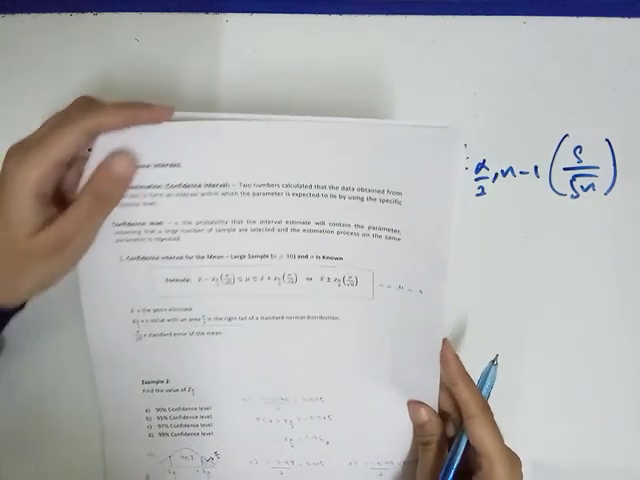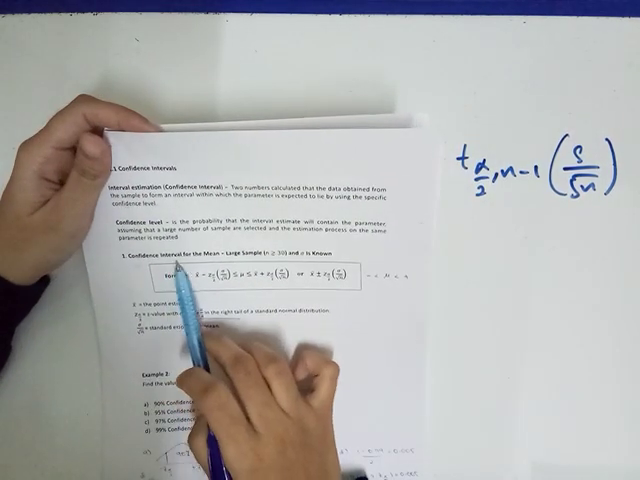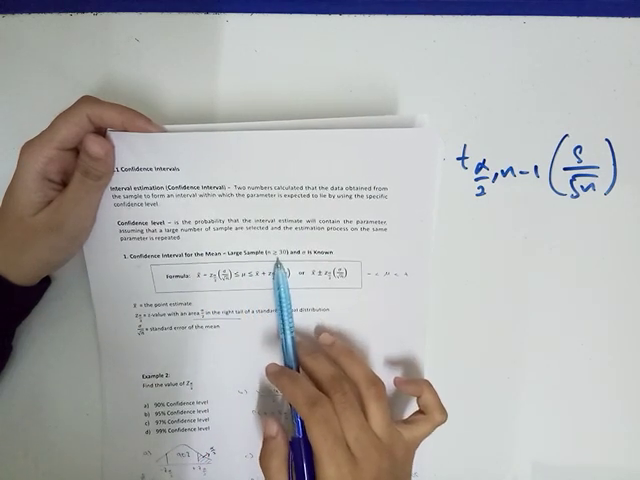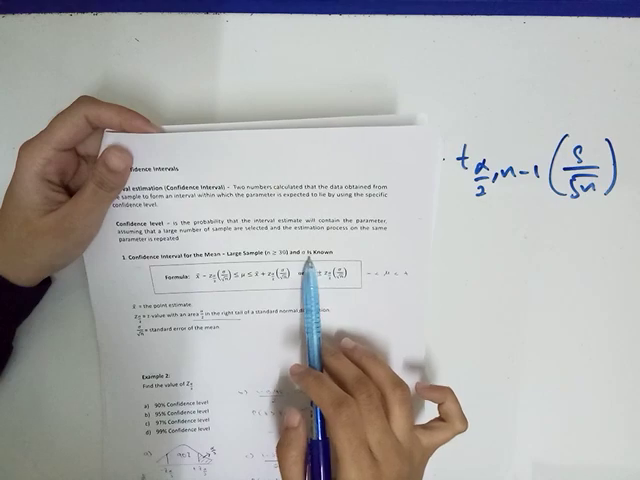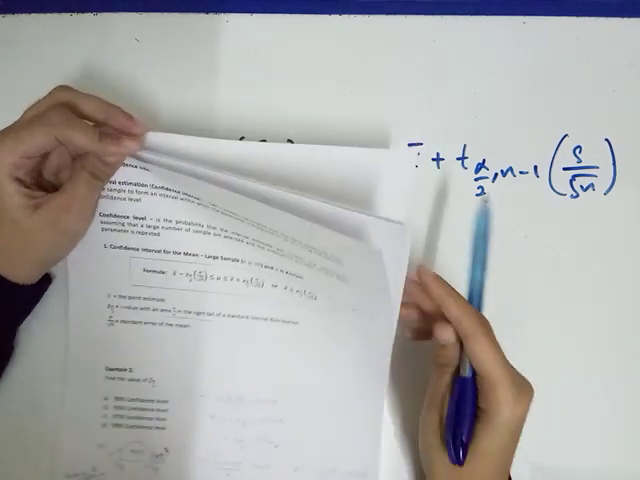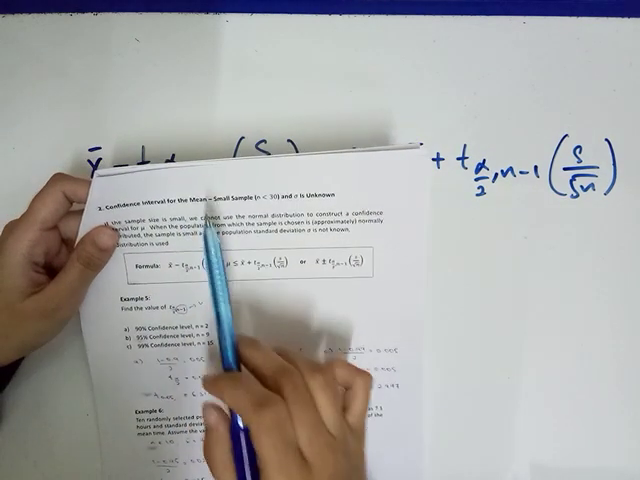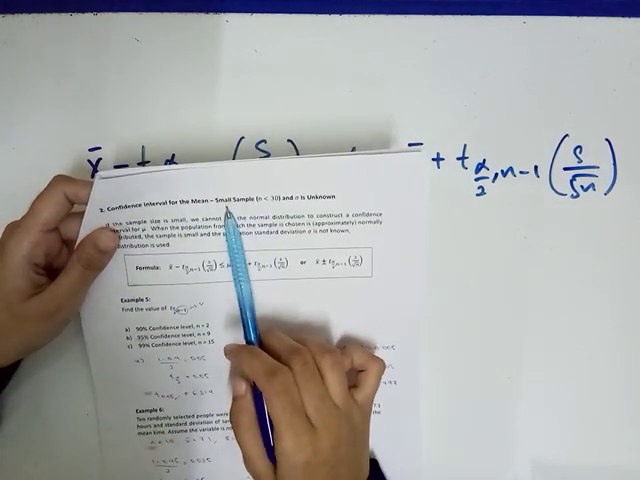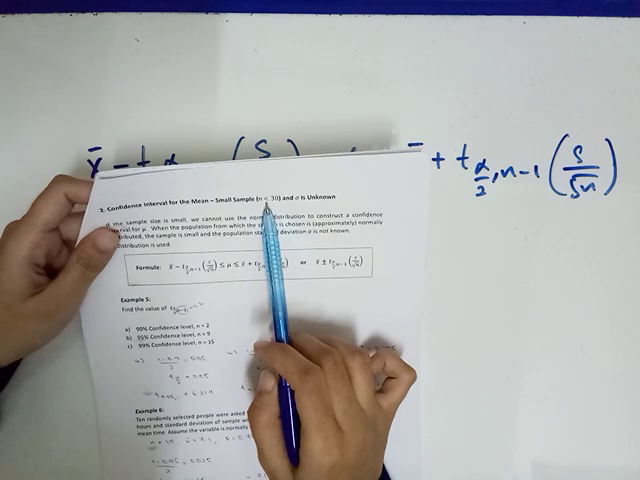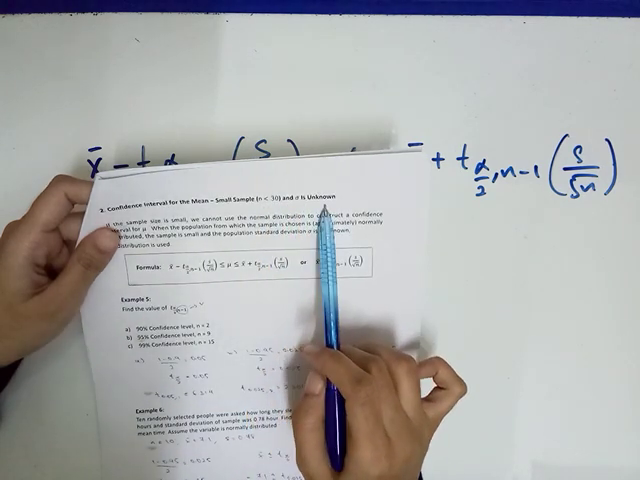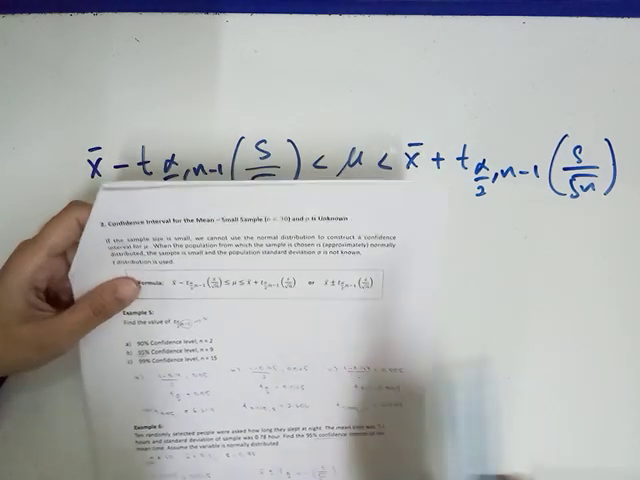Alright class, just now we have learned about confidence interval for the mean when the large sample n is more than or equal to 30 and population standard deviation is known. But now we're going to learn about confidence interval for the mean when the sample size is small, which is n less than 30, and population standard deviation is unknown. Okay, so look at the notes.